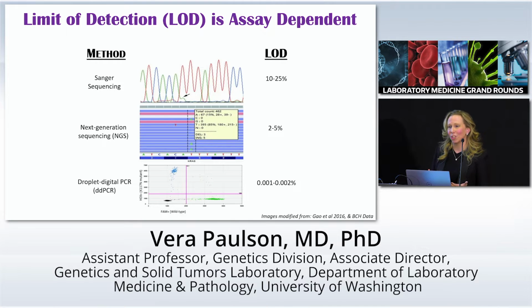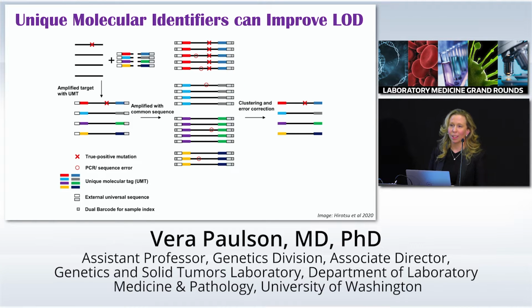And then droplet digital methods really took this to a whole other level, and you can find variants present at 0.001%. I mean, how phenomenal is that? You can take someone's blood and look for an EGFR resistance mutation. And those were the kinds of assays I read out when I was a trainee. Now, next generation sequencing can approach that limit of detection in digital PCR methods.